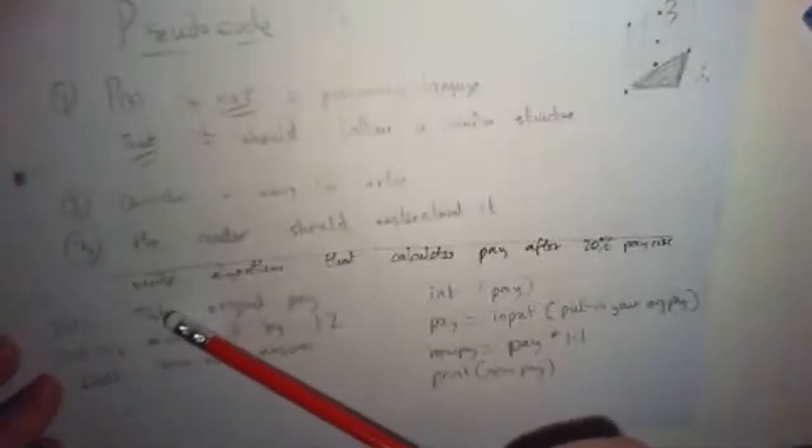The problem was it was still a bit vague. Take original pay. Well, do I take the pay as an integer? Do I take it as a string? Do I take it as a word? You know, so that was very vague. So we clarified it into a bit more structure, and this was the type of pseudocode that would be required.